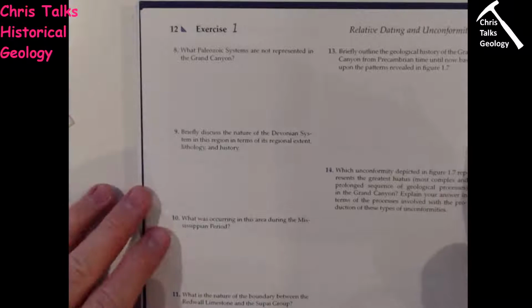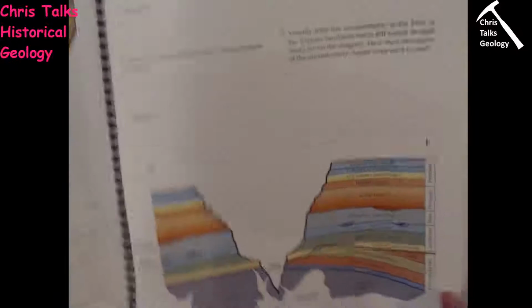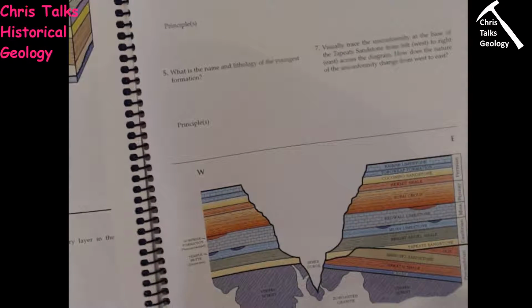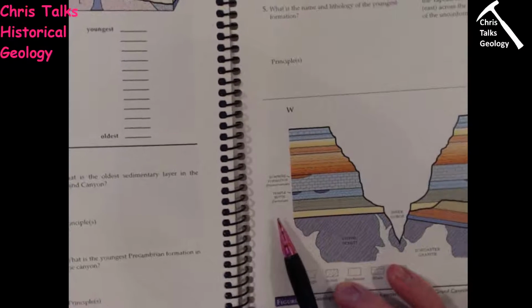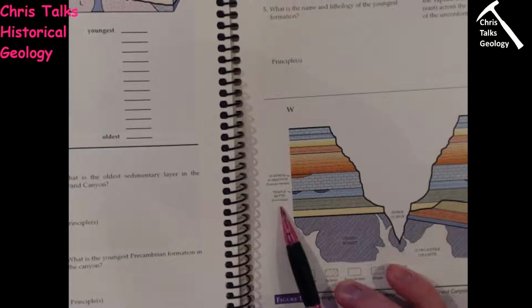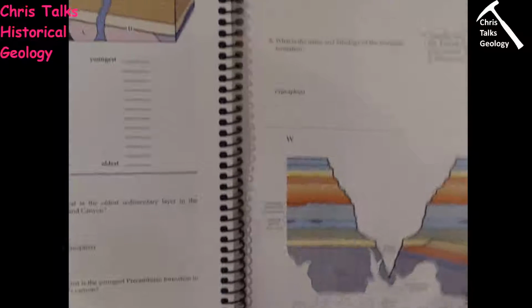Then we come on to question number 8. So what Paleozoic systems are not represented in the Grand Canyon? So remember, Paleozoic, Cambrian, Ordovician, Silurian, Devonian, Carboniferous, Permian. So those are the ones you're looking for. Which of those are missing? All right. Now, please take a second and make sure you take note of what's written over here. All right. Don't miss that.